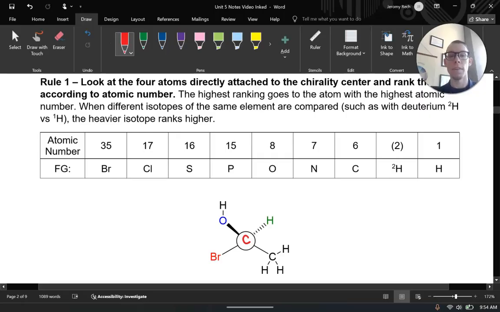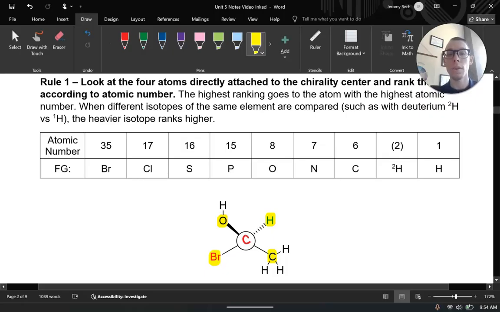Now, our very first rule is that when we're looking at each of those different atoms, we are only going to look at the very first thing that is attached to our chiral center, in this case our carbon that I've drawn in. If I look at this bottom one here, I have this carbon, this hydrogen, this oxygen, and this bromine. Those 4 things that I just highlighted in yellow are the only things we're going to consider at the start. All the other hydrogens connected to the alcohol or the methyl at the bottom, we are not considering at all. We are only looking at the very first thing that is connected to each of the chiral centers.